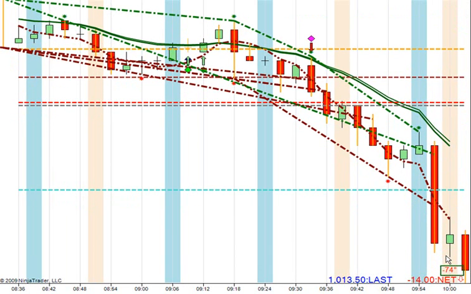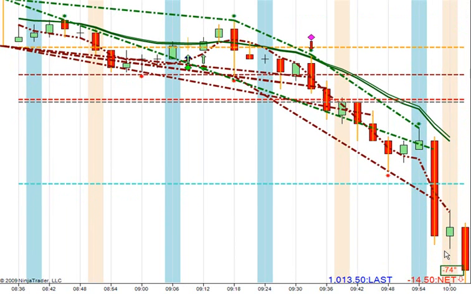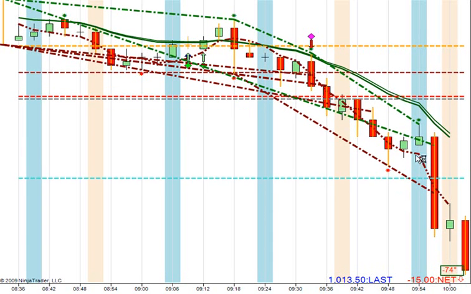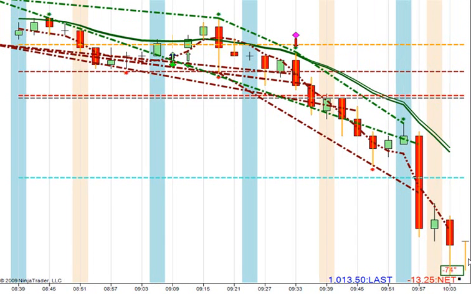Still going. So this is quite a ride now from where we told you to get in and gave you other indications it was going to continue. We're now talking about 10 points for the morning here. About 10 points. This is quite a ride down for the morning.